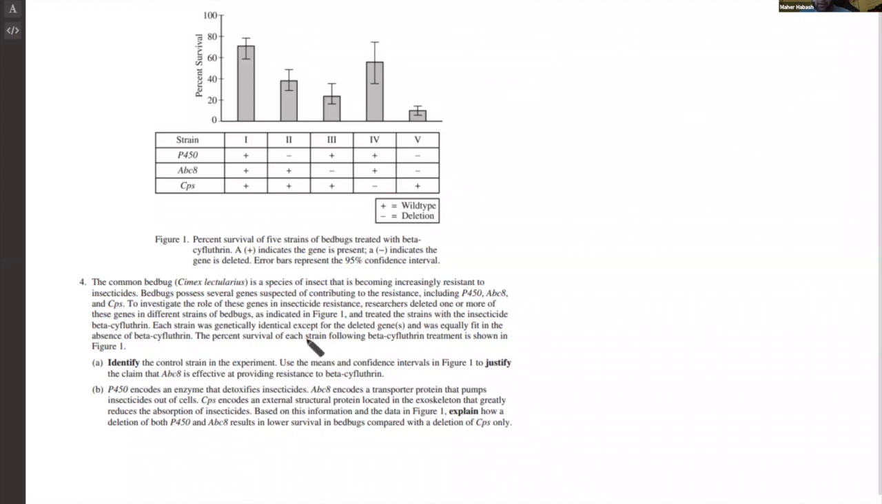The percent survival of each strain following the treatment is shown in Figure 1. Identify the control strain in the experiment. Use the means and confidence intervals in Figure 1 to justify the claim that ABCA is effective at providing resistance to beta-cyfluthrin. So go ahead, what is the control in this experiment? And justify the claim that ABCA is effective.